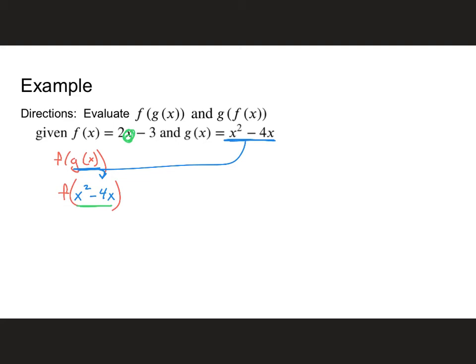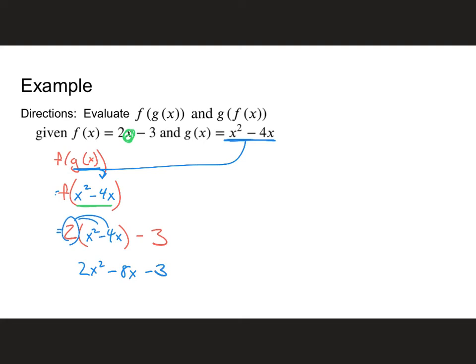So I have 2, and that's where x would go, minus 3. And in that spot, we're going to put in x squared minus 4x. So we replace the x in 2x minus 3 with x squared minus 4x. That gives us 2 times the quantity of x squared minus 4x, minus 3. And now we just go to simplifying. We distribute the 2. We get 2x squared minus 8x minus 3.